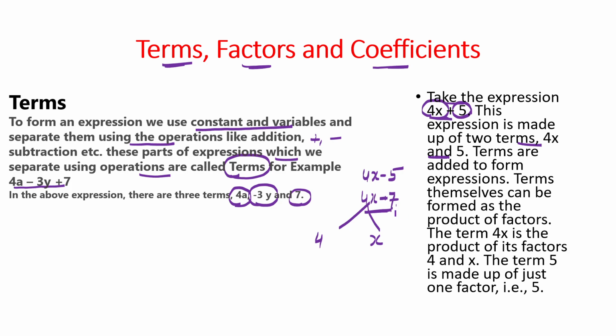Similarly, 7 is a combination of 7 and 1. 5 is a combination of 1 and 5, and 4x is similar, 4 and x. Clear? So these are the factors of 4x minus 7 and 4x minus 5. So the term, and I hope terms and factors are clear. If any doubt, then write in the comment box.